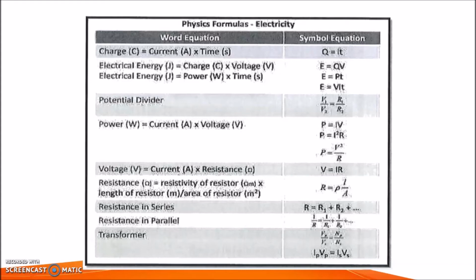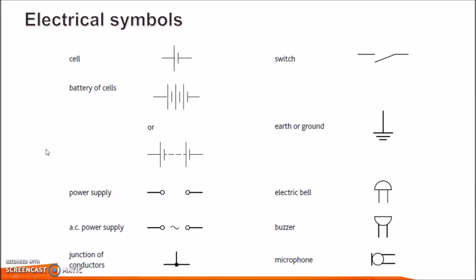Okay, so please make sure you know what is symbol, what is SI unit, what is quantity. The next one is about electrical symbols, which is very important for the electric topic, which is the fourth topic, electricity and magnetism. So you have a lot of symbols here.